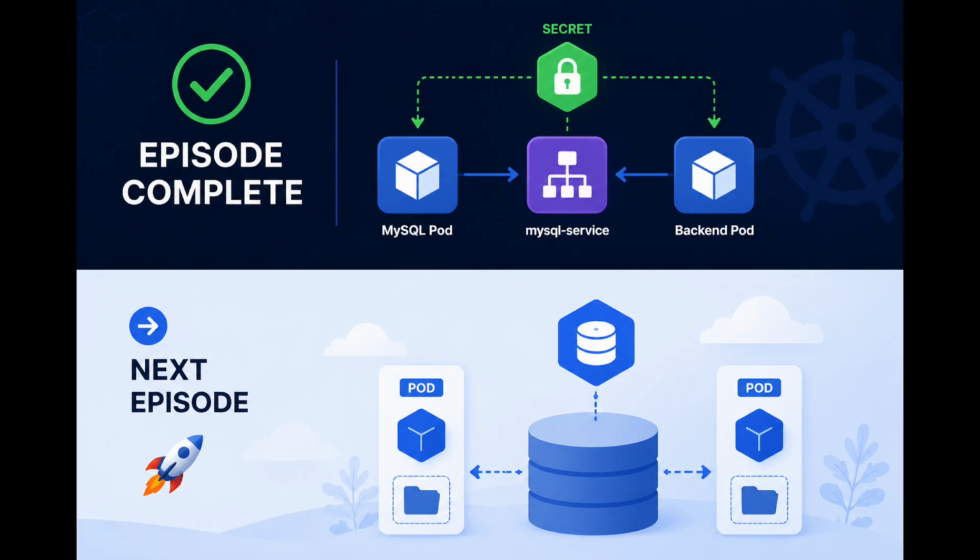Today we learned how Kubernetes stores sensitive information using secrets, how applications consume those values through environment variables, and how services allow workloads to communicate reliably inside the cluster. In the next episode, we'll explore volumes and persistent storage and learn how Kubernetes keeps data alive even when pods are recreated.